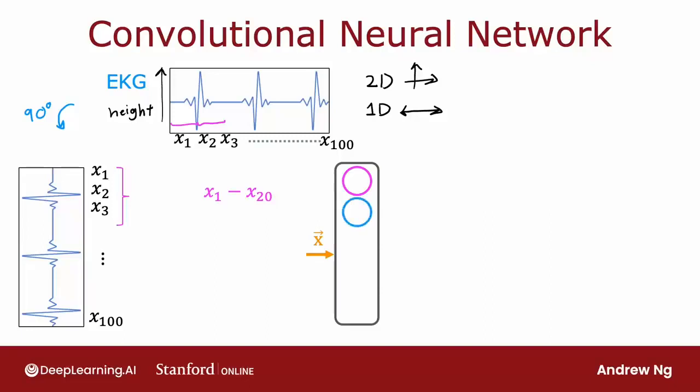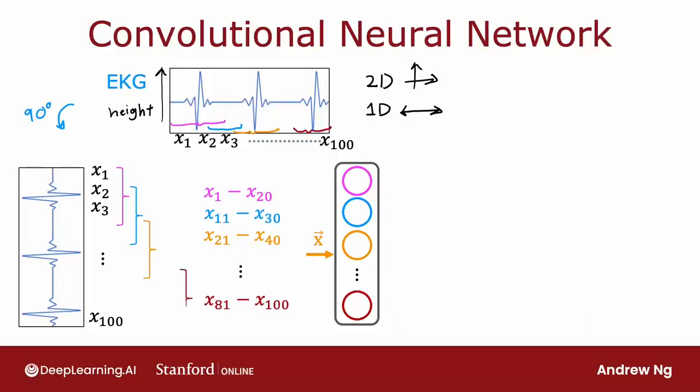The second hidden unit, shown in a different color here, will look at x11 through x30. So it looks at a different window in this EKG signal. And the third hidden unit looks at another window, x21 through x40, and so on. And the final hidden unit in this example will look at x81 through x100, so it looks at a small window toward the end of this EKG time series. So this is a convolutional layer because each unit in this layer looks at only a limited window of the input. Now, this layer of the neural network has 9 units.